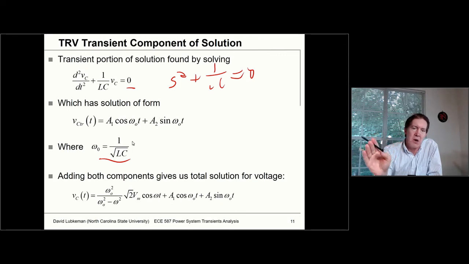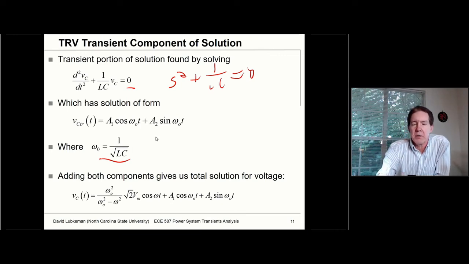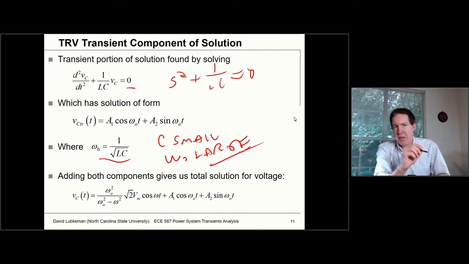If C is small, then omega naught is going to be large. So we're going to get a much higher ringing frequency in this case than we got with the power factor correction capacitor.